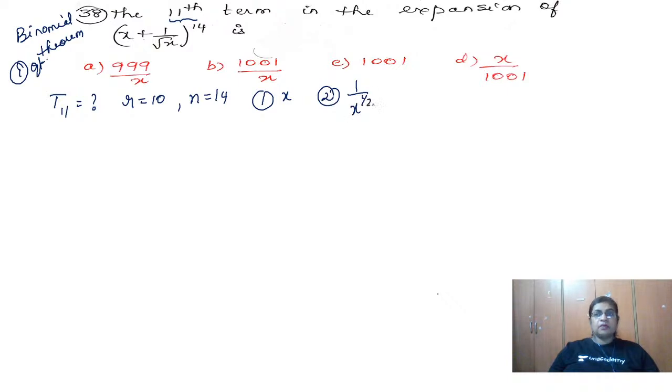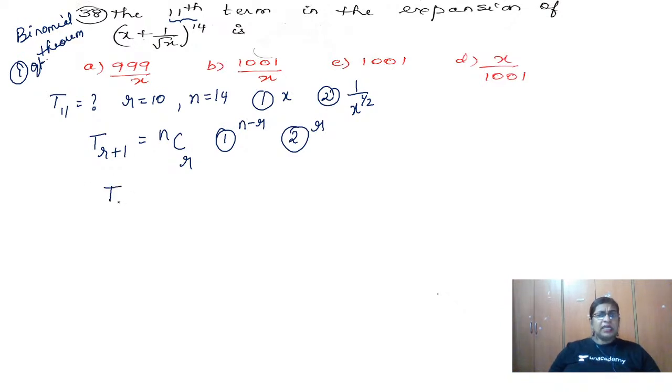Root X, how to write? 1 by X to the power half. Now, what is the general term formula? T(R+1) is equal to NCR, whoever the first number, remember like this, because if I tell you XA, you may get confused. So first, whoever the first number, write first number to the power N minus R, second number to the power R. This is your formula for T(R+1).